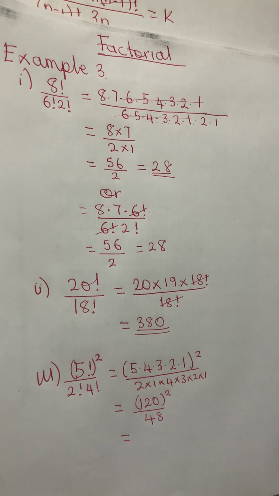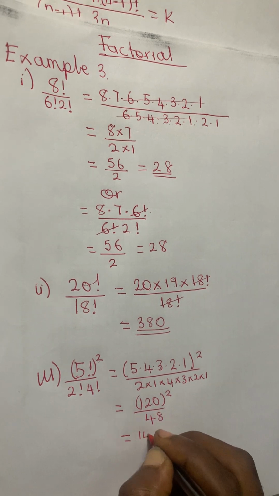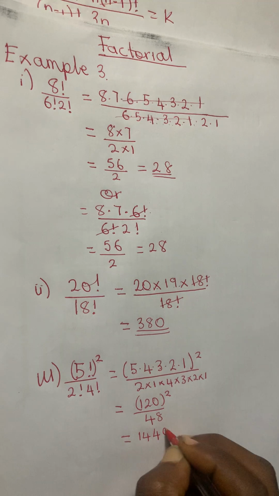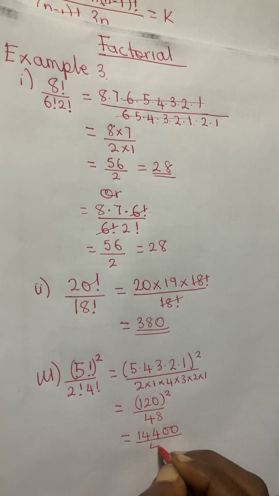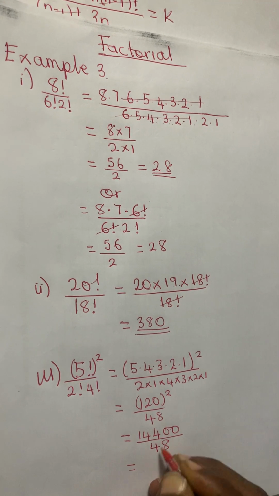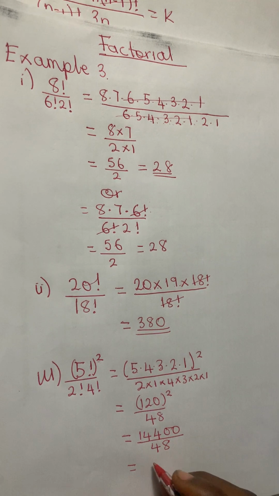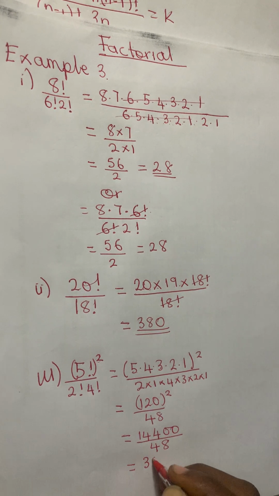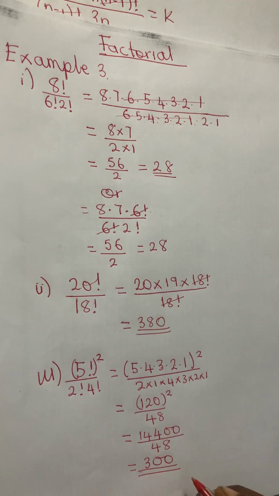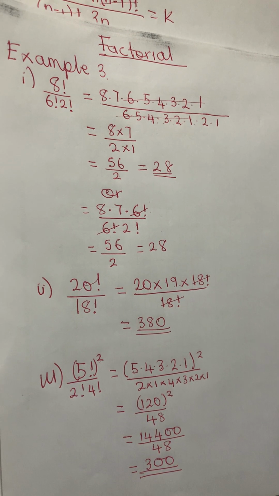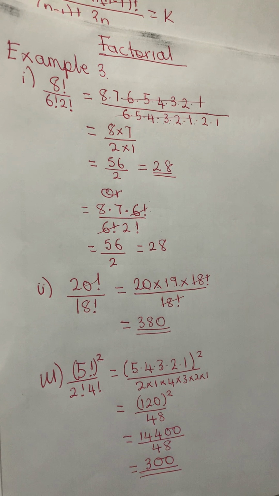Now with the use of the calculator, 120 times 120 will give us 14,400 over 48. Then 48 into 144 is 3. Then we bring the 2 zeros here. And this is 300. We could have used the calculator to get the answer straight away. But for the purposes of understanding, this is what we need to do.